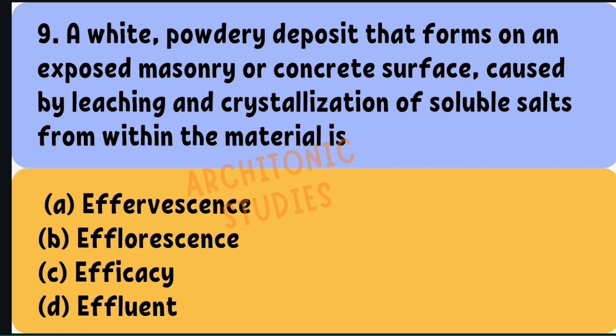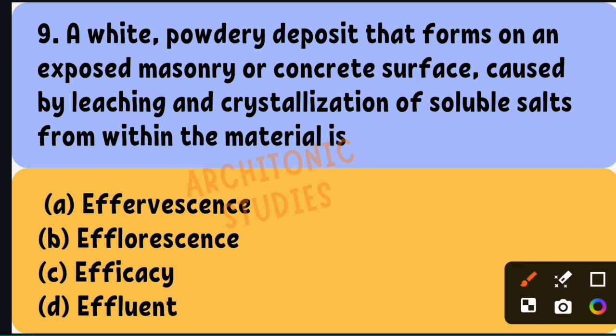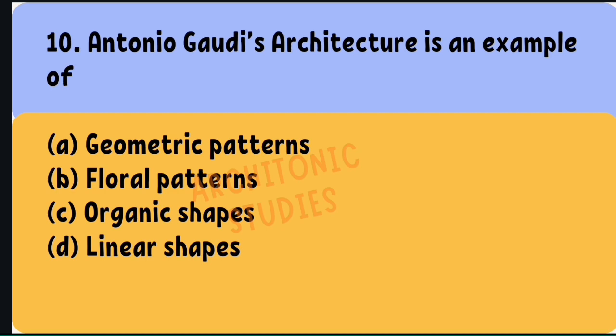Next, a white powdery deposit that forms on an exposed masonry or concrete surface caused by leaching and crystallization of soluble salt from within the material is: effervescence, efflorescence, efficacy, and effluent. And the answer is the efflorescence. We move on to the next question.